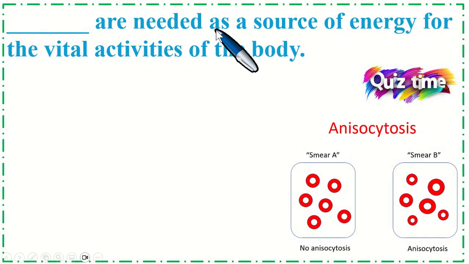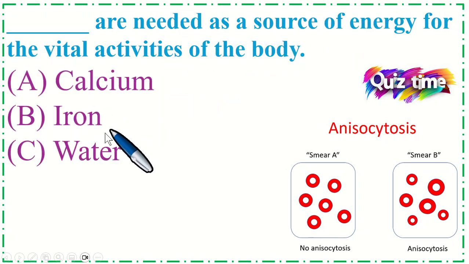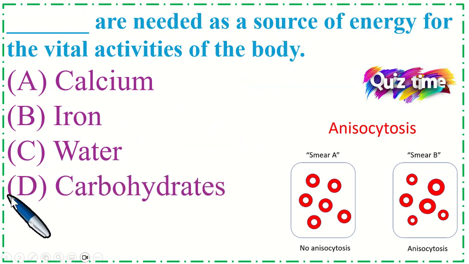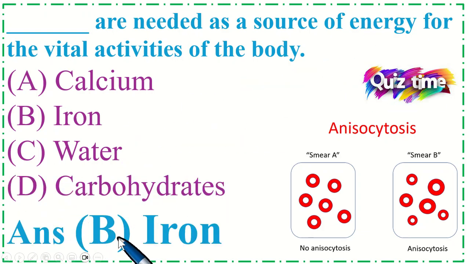Dash are needed as a source of energy for the vital activities of the body. Option A calcium, B iron, C water, option D carbohydrates. Correct option is B iron.